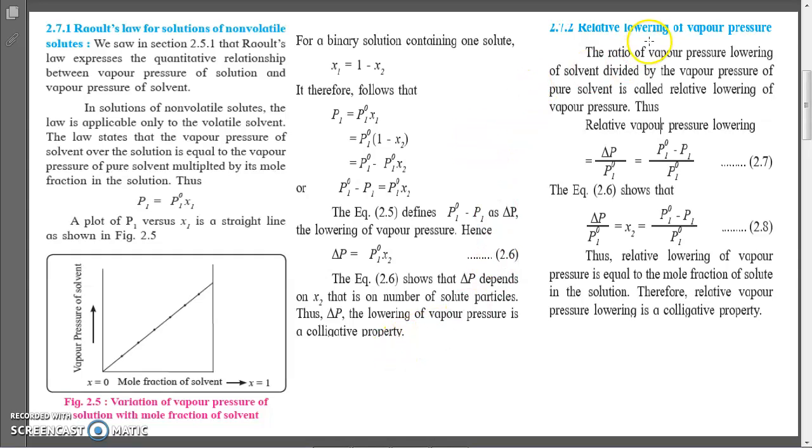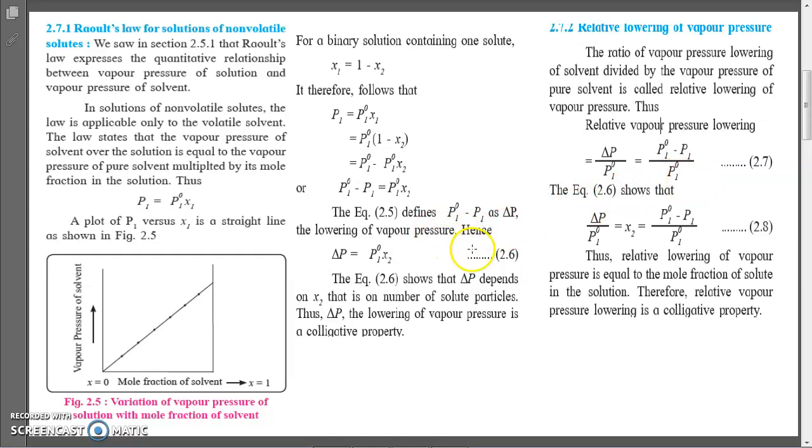Now next is the relative lowering of the vapor pressure. What is the relative lowering of the vapor pressure? It is the ratio of the vapor pressure lowering of the solvent divided by the vapor pressure of the pure solvent. It is given by delta P divided by P01, that is, P01 minus P1 divided by P01.